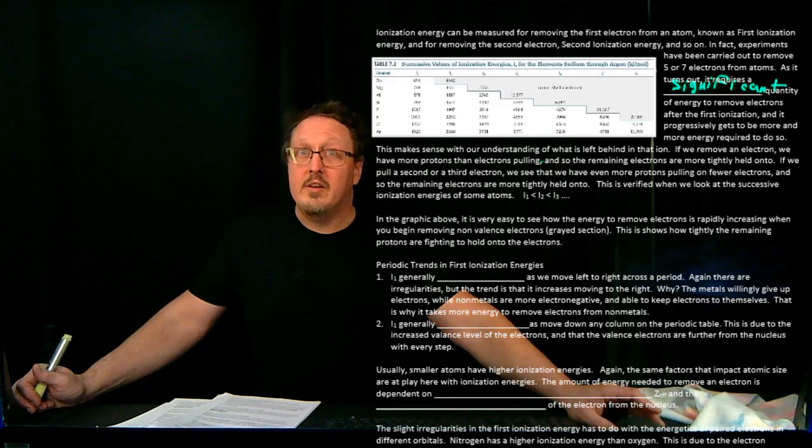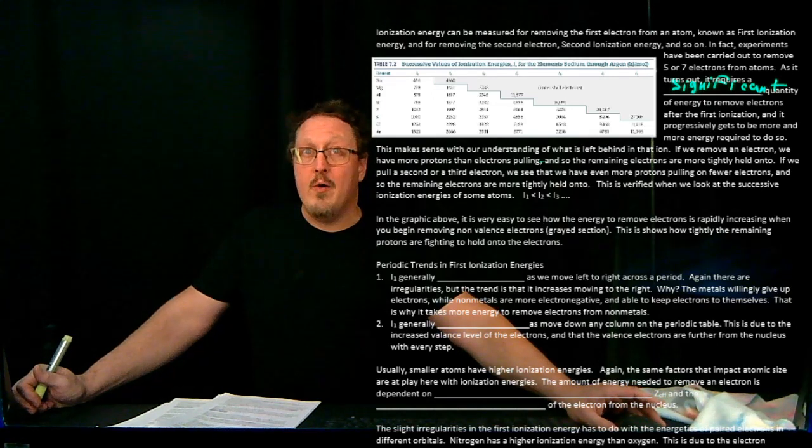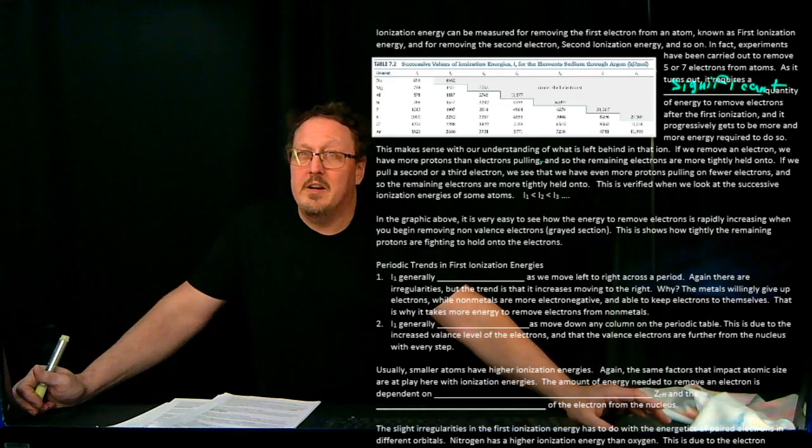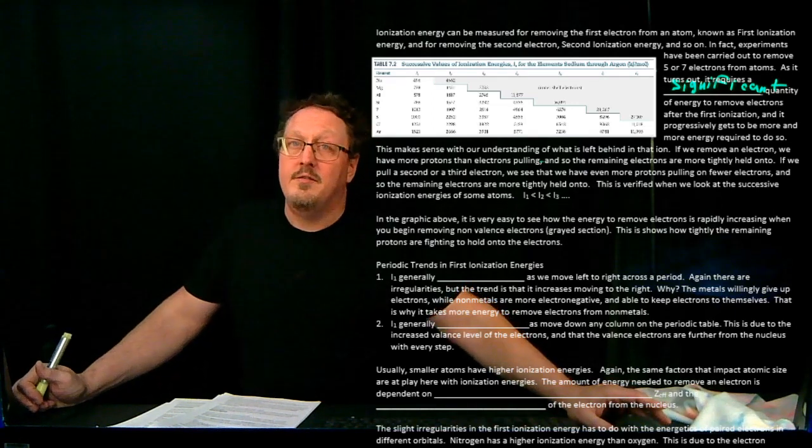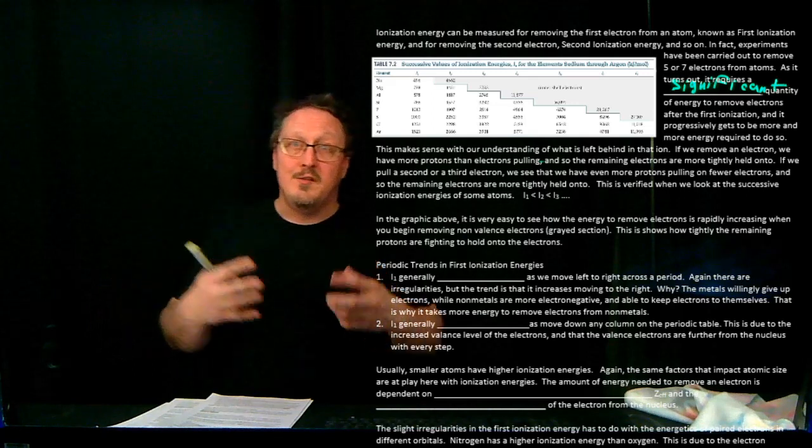Now, in sodium, in the case here, we're looking at one electron. That's a valence level electron. Now we have one fewer electrons than protons, and we're talking incredible amounts of energy to yank off that second electron. It's a huge quantity because that's in the core electrons of a sodium atom.